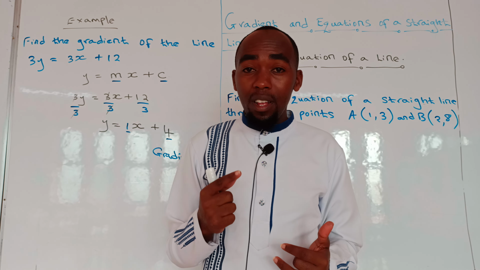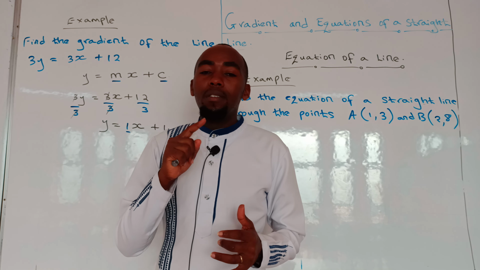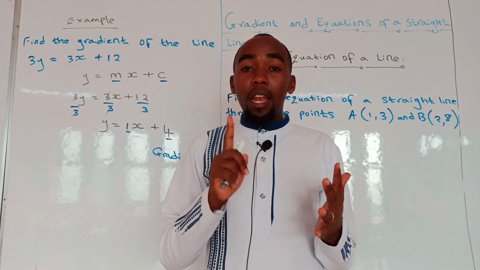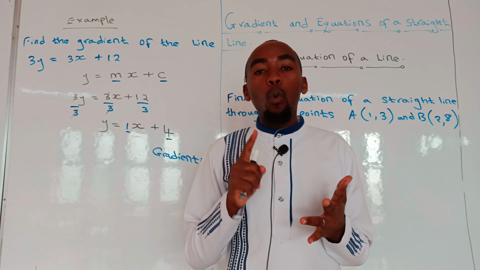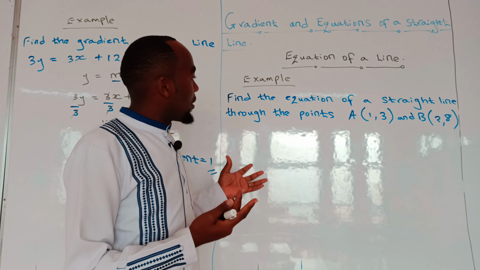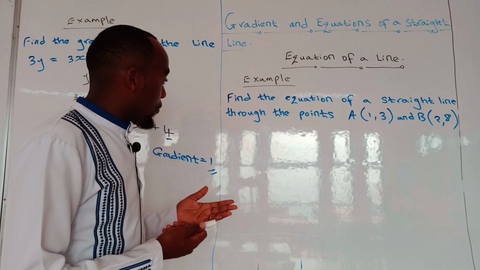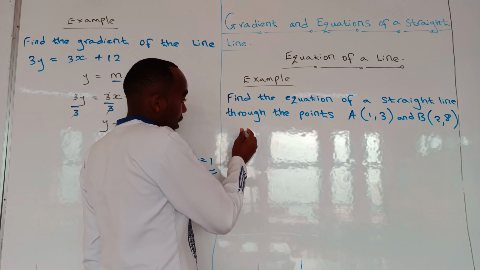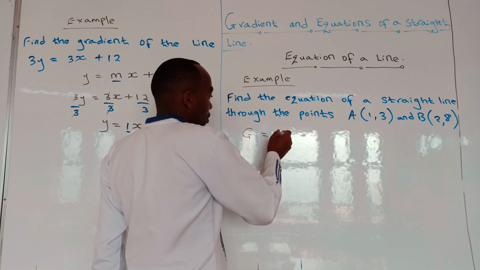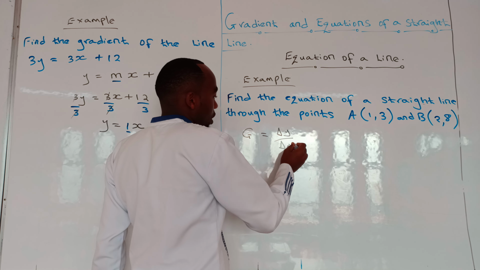Remember step number 1, when you're forming the equation of a straight line, you must have the gradient. Number 2, at least you should have 1 point, so that you can use it to form an equation. Therefore, in step number 1, we have to get the gradient, and we say the gradient is given by change in y over change in x.